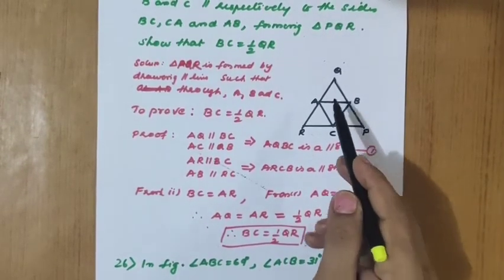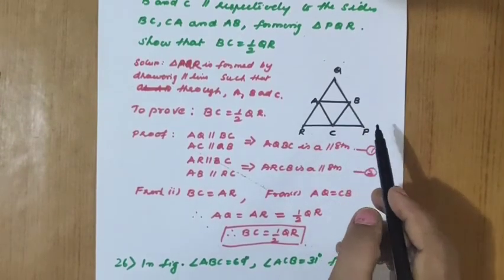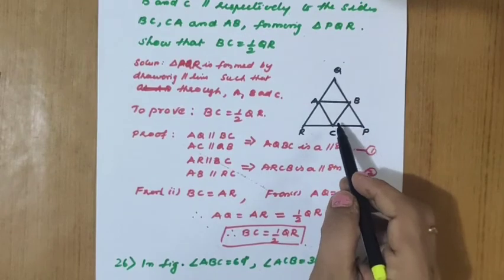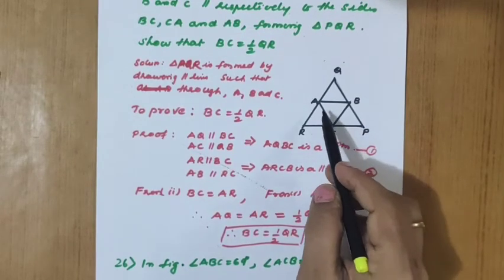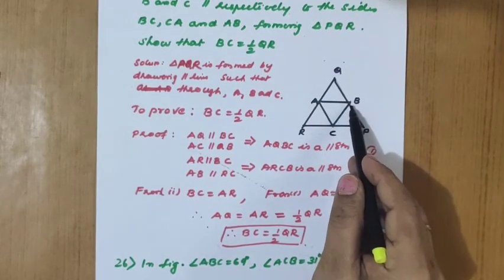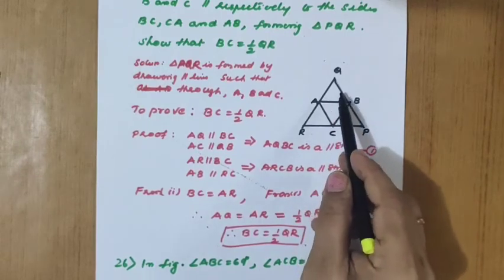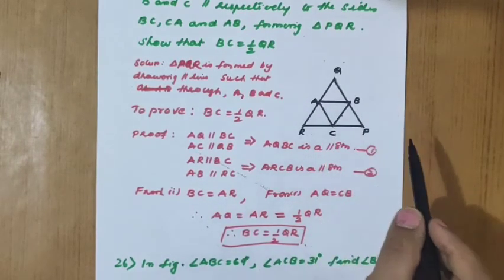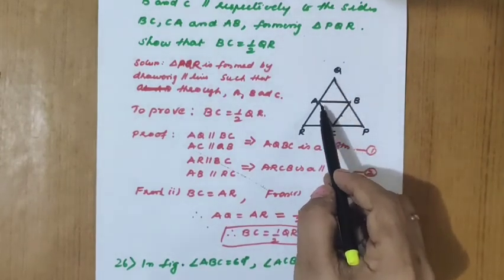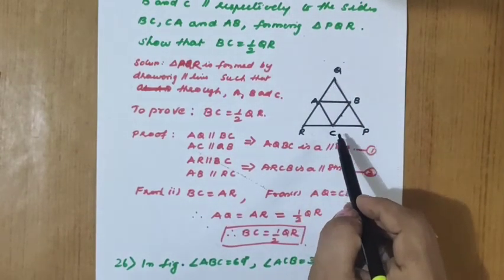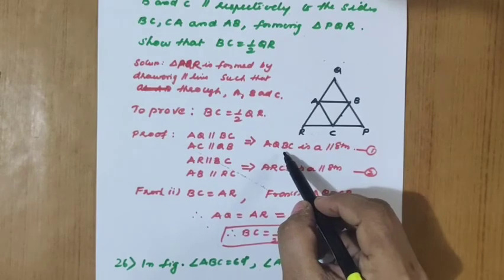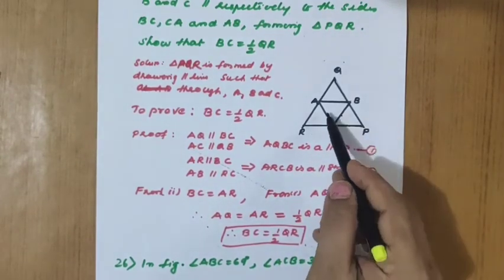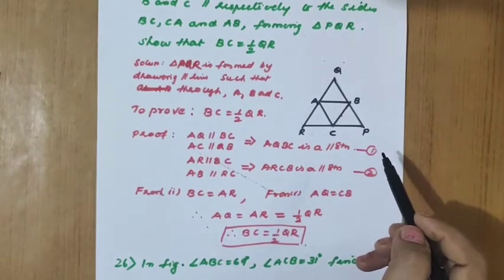It is given that through A, B and C we are drawing the parallel lines. So we can write that AQ parallel to BC and similarly AC parallel to BQ. So we are taking first this one, AQ parallel to BC and AC parallel to BQ. So we are getting a parallelogram AQBC. If it is a parallelogram, we can say that opposite sides are also equal.